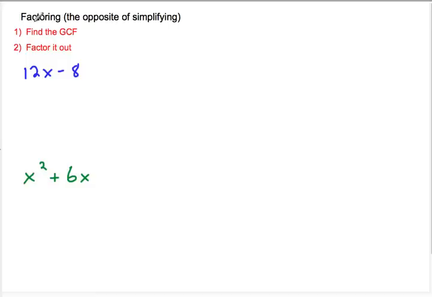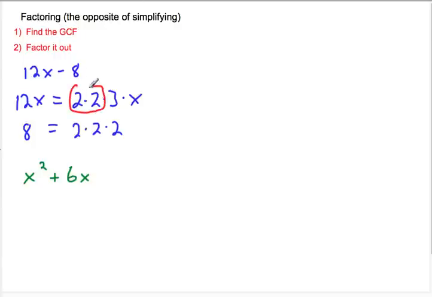So now we're going to do some factoring, which is the exact opposite of simplifying. So the first step of factoring is to find the GCF, greatest common factor. You probably remember that from adding fractions or something. So first thing I'm going to do is find the factors of 12x. So that's going to be a 2, a 2, a 3, and an x. And factors of 8 are 2, 2, and 2. So in common, we have 2 2's.